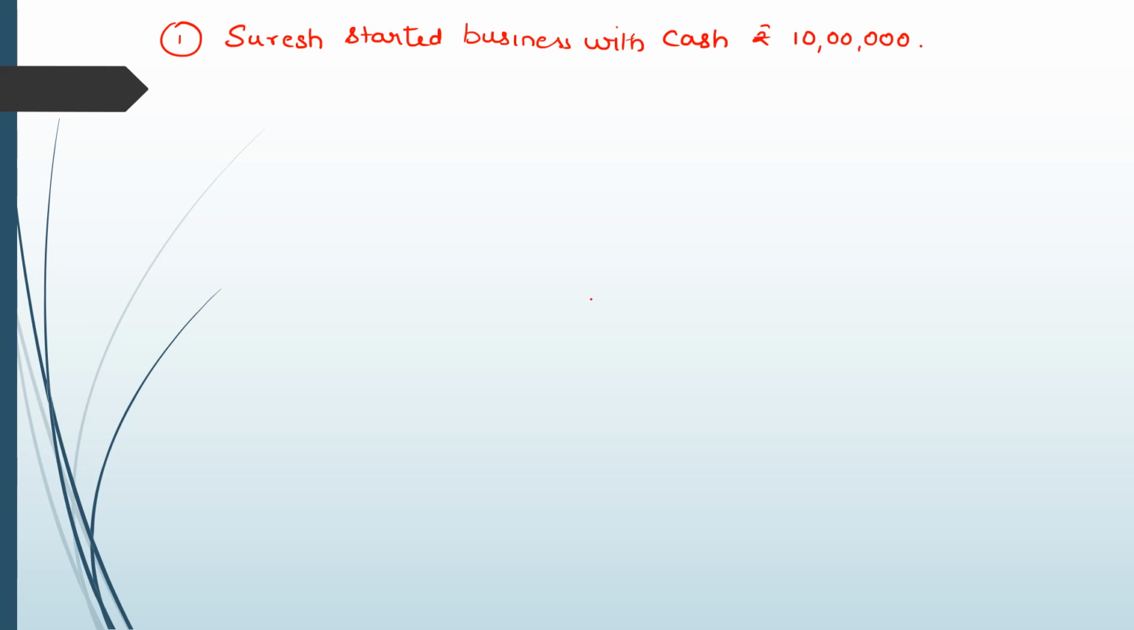The first thing that you will have to identify as soon as you read the statement is the accounts that are involved in this transaction. Suresh is the proprietor of the business. He is starting the business with a cash of rupees 10 lakh. So here you notice that he is bringing in cash. So the accounts that are involved are cash and capital.